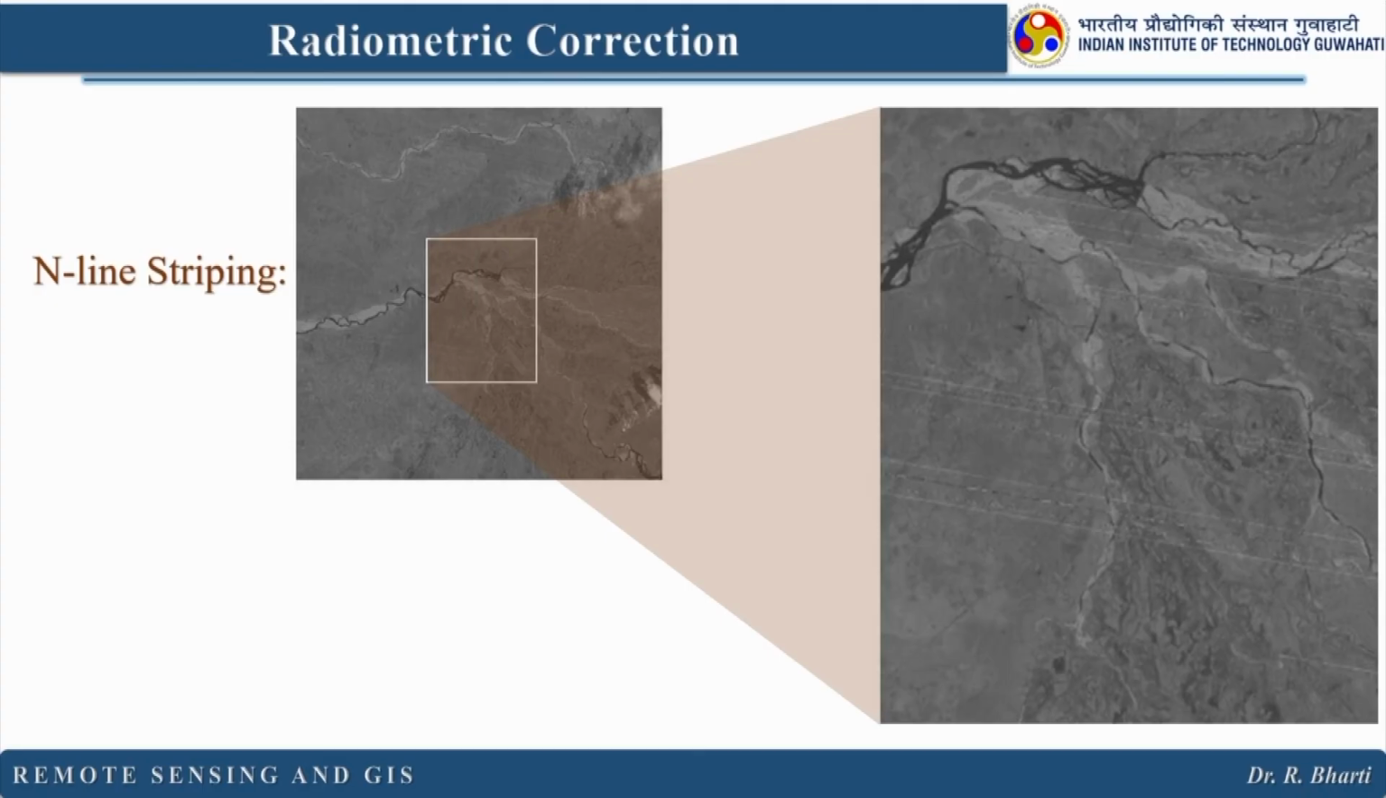Now, here this is the N-line striping. Here you can see these lines basically, right. I hope you can see this one, they are also visible here, but somehow in the zoomed out image it is not very clear, but still we can say there is some problem. So, this is known as N-line striping. This is very common if you download Landsat 7 data after 2003 or 2004, you will find this was the problem with that Landsat 7 sensor, right.